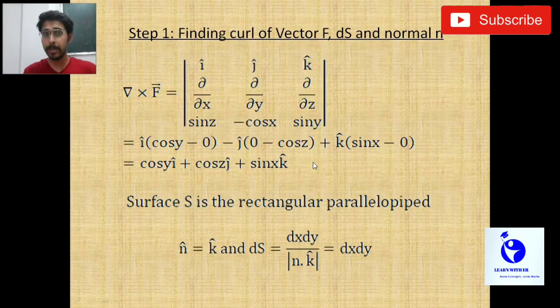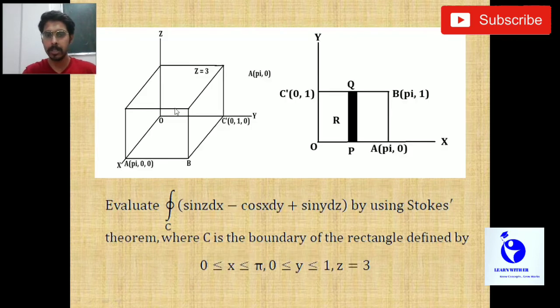So the first step is to find out the curl of vector F, which is very easy. We just have to put the values. We know nabla stands for i cap del/del x plus j cap del/del y plus k cap del/del z. The first row is meant for the unit vectors i, j and k, the second row is meant for the differential operators for x, y and z, and the third row is meant for the vector F, which has been given in the question here.